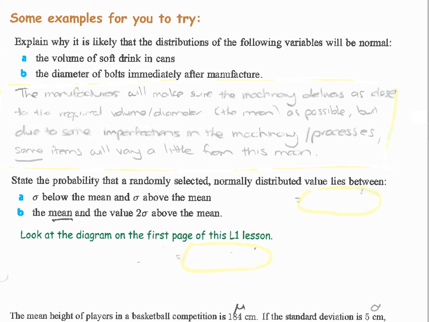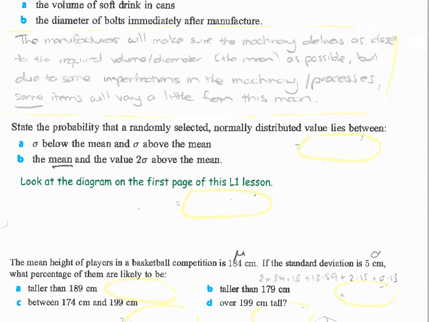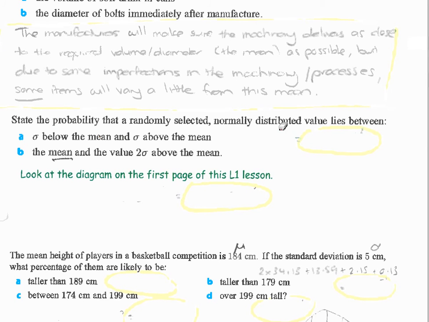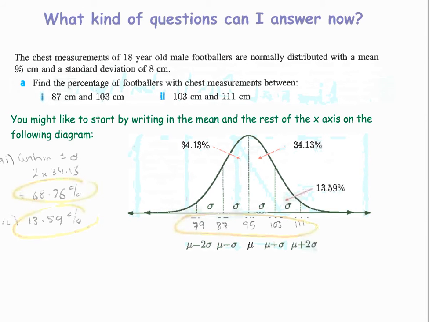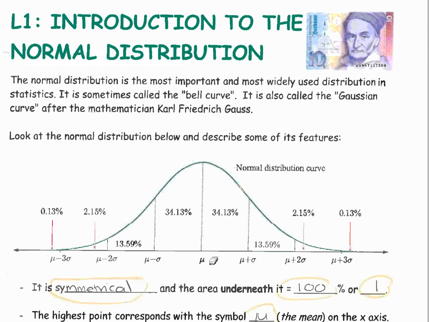So that's one way you could answer it. State the probability that a randomly selected normally distributed value lies between one standard deviation below the mean and one standard deviation above the mean. To do that, look back at your general question. One standard deviation below the mean is here, one standard deviation above the mean is here. So what percentage is that when you add it together?